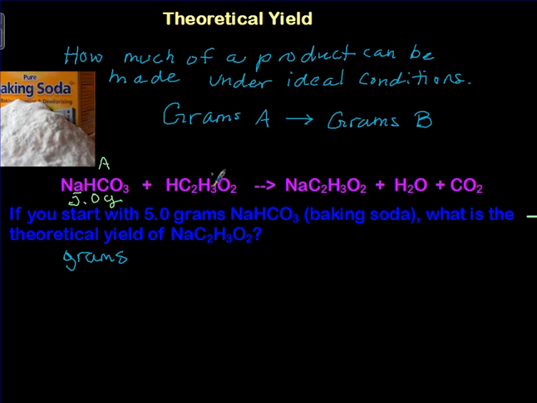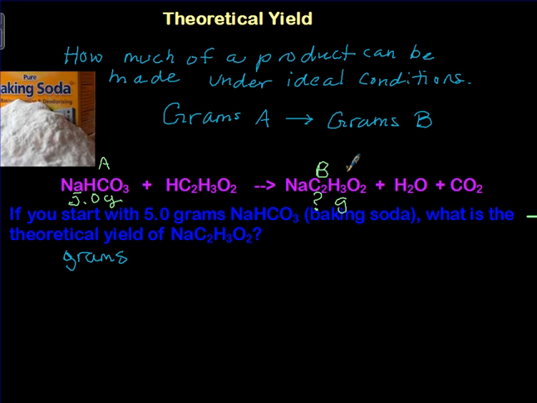The next thing I want to do is label my B, and the B is what I'm trying to find. And in this case, that's my NaC2H3O2. So I'm going to label that B, and I don't know how much of that I have. That's what I'm trying to find, and because I'm looking for the theoretical yield, that tells me that's going to be in grams. So if I look here, this is just like any other stoichiometry problem that we've been doing over the last few days. Only it's worded a little bit different. We're looking for a grams to grams situation here. What's the most that we could make under the best conditions?